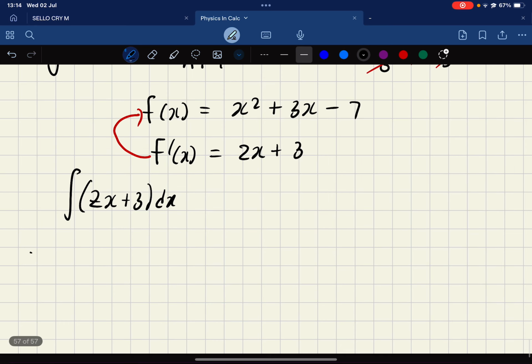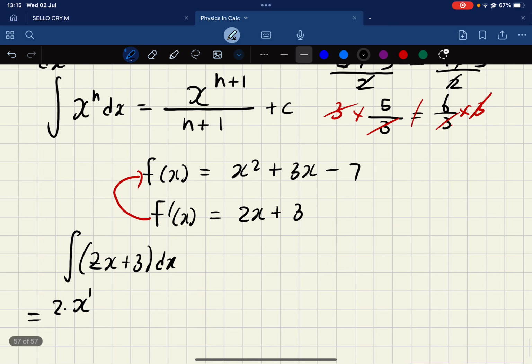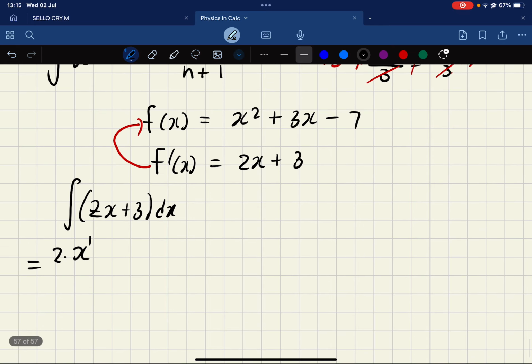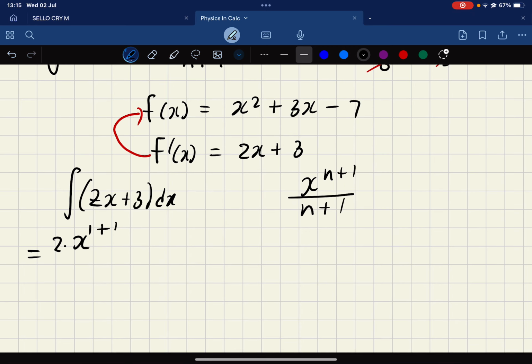We know we're going to do what? We're going to treat them step by step. Remember, we have a constant there, 2. We leave it like that. We deal with the x. We have a 1 here. So the formula of integrating, it says what? We add 1 to the exponent, n plus 1, and divide by n plus 1. So we're going to add 1 here, and then divide by what? Divide by 1 plus 1.